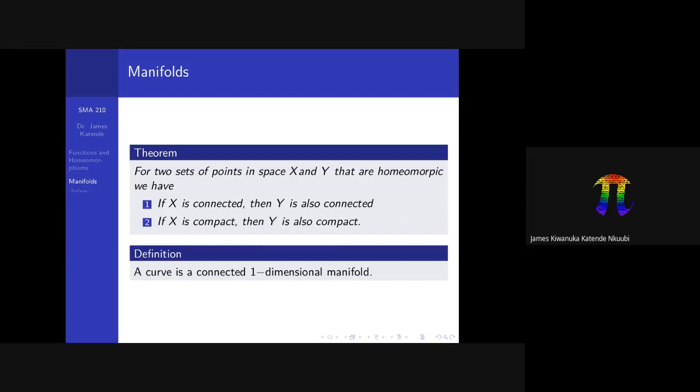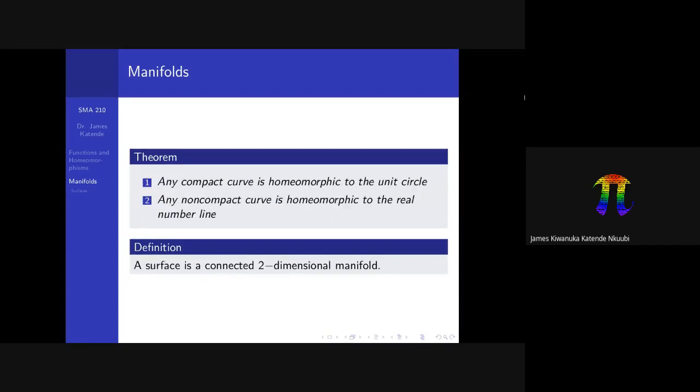We talk of a curve. This is a definition. So a curve is basically a connected one-dimensional manifold. As long as it's a one-dimensional manifold and it's connected, we shall call it a curve. So here's a theorem. The theorem says any compact curve is homeomorphic to the unit circle. Some of these theorems we will not prove, but it's information that you need to carry along with you as we move along.